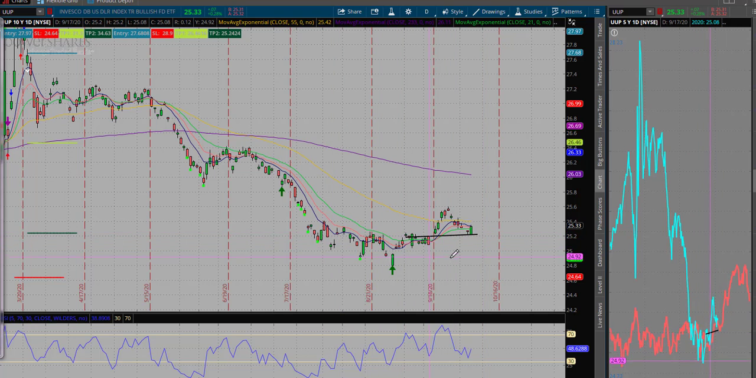We also have an inverted head and shoulders, or a head and shoulders bottom. You see here with the left shoulder, the neck, the head, the neck, and the right shoulder, or head and shoulders bottom.